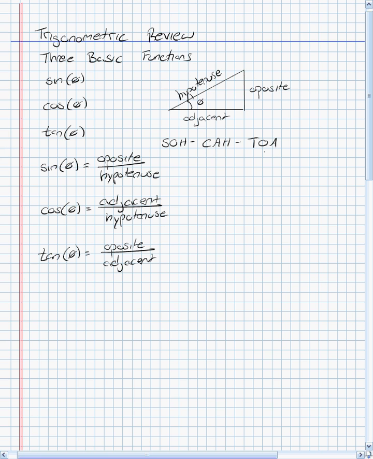Now if you don't want to remember TOA, we know that tangent theta is equal to sine theta over cosine theta. So if we put opposite over hypotenuse and adjacent over hypotenuse, the hypotenuses cancel out and we end up with opposite over adjacent.